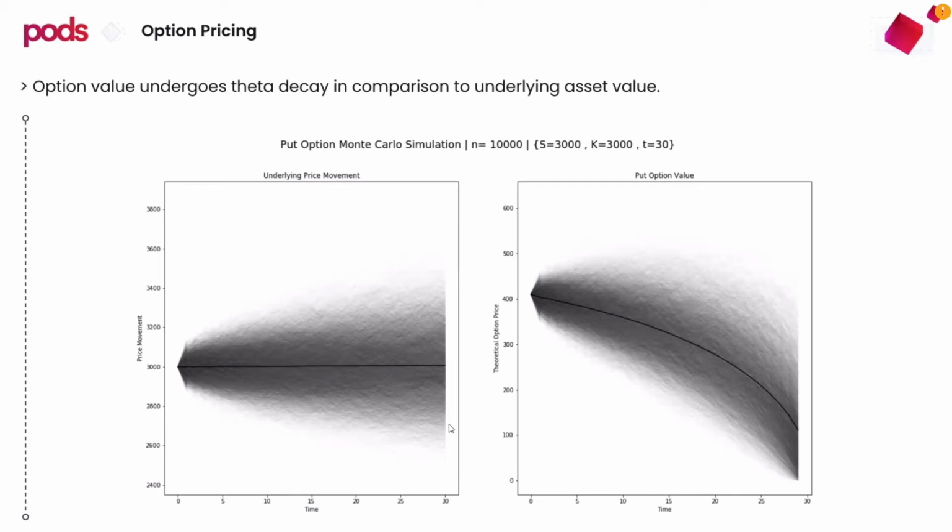So the underlying may move up or may move down. Well, in general, if you then take the average of all these paths and look at what happens to the value of such a put option across all the 10,000 different paths, in general, it has the tendency to decay and go down like this. And this is the phenomenon of theta decay. It is the vanishing of the extrinsic value as time approaches expiration.